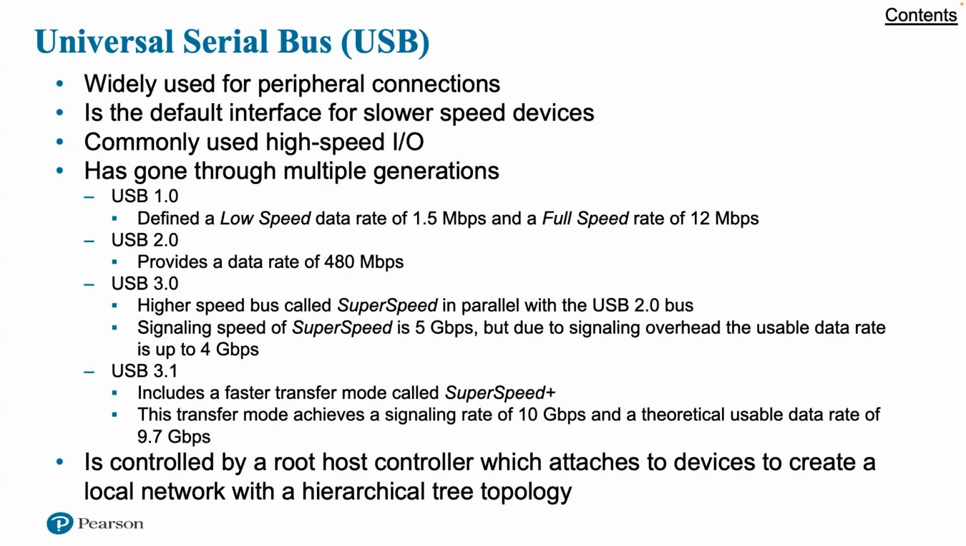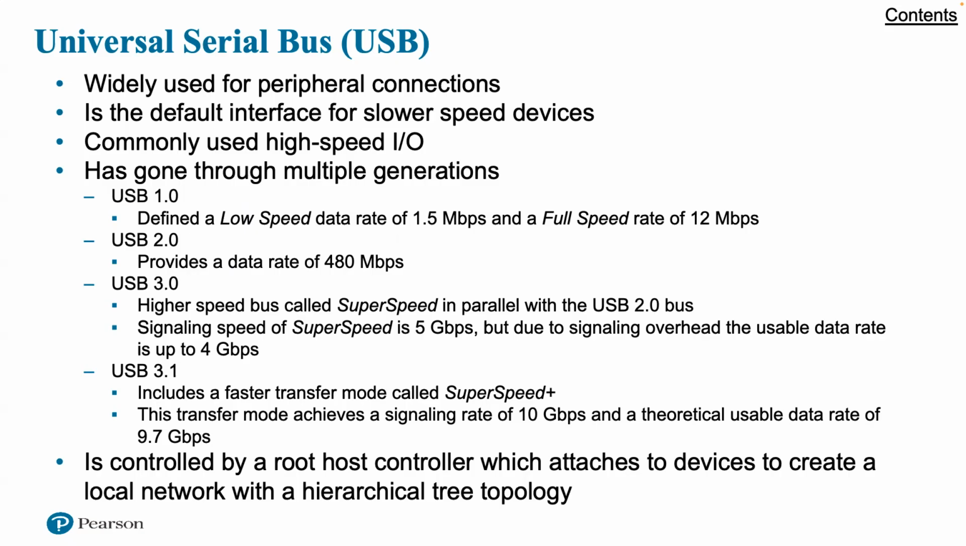The first version, USB 1.0, defined a low-speed data rate of 1.5 megabits per second and a full-speed data rate of 12 megabits per second. USB 2.0 provided a data rate of 480 megabits per second. USB 3 included a new higher speed bus called SuperSpeed in parallel with the USB 2.0 bus. The signal speed of SuperSpeed is 5 gigabits per second, but due to signaling overhead, the usable data rate is up to 4 megabits per second.